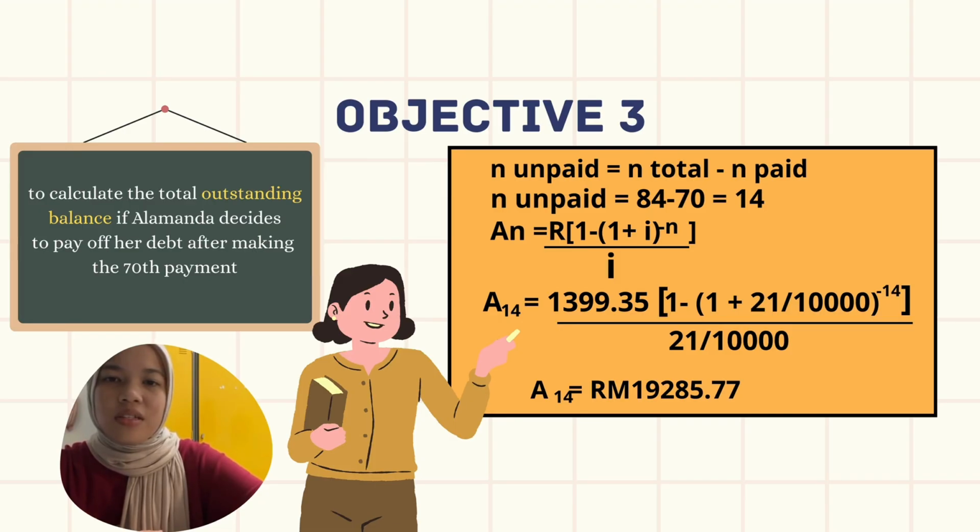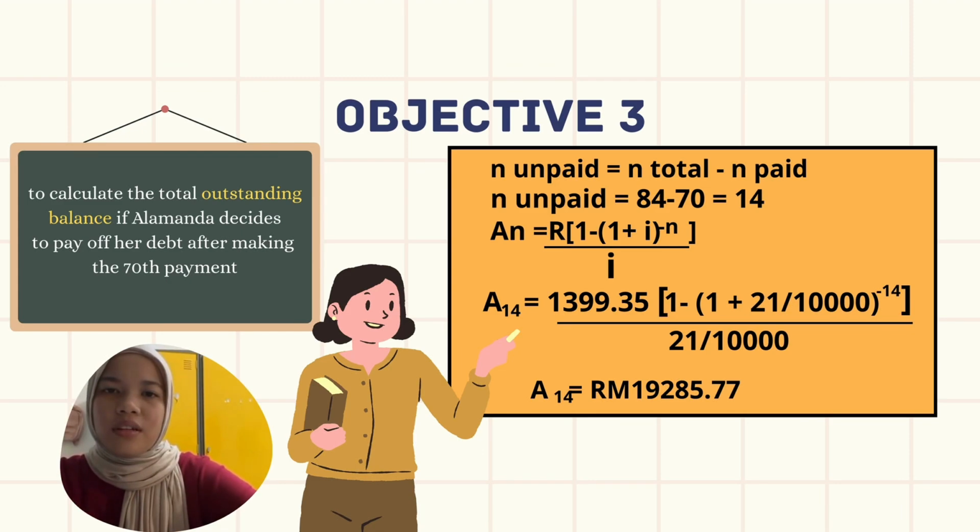For Objective 3, use the formula An equals R bracket 1 minus 1 plus i to the power of negative n divided by i. First, n unpaid equals n total minus n paid, equals 84 minus 70, equals 14. Second, to calculate, A14 equals 1,399.35 bracket 1 minus 1 plus 21 per 10,000 power negative 14 divided by 21 per 10,000.